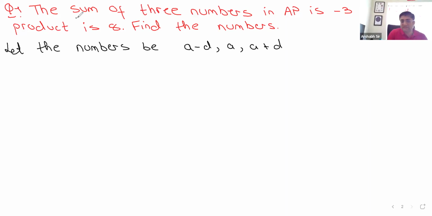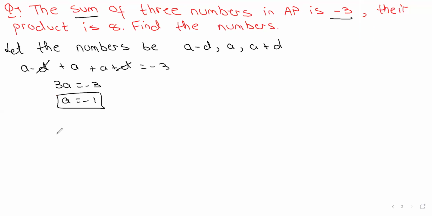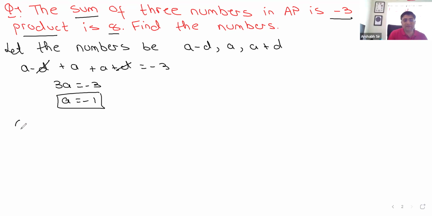Now the first thing given to us is the sum of these numbers is negative 3. That means first number plus the second number plus the third number is negative 3. So minus D plus D cancels out. So 3A is negative 3, A is equal to negative 1. Does any child have any doubt in this? Any doubt, beta? No, sir. Fantastic.